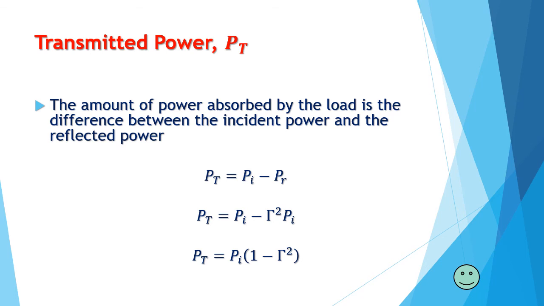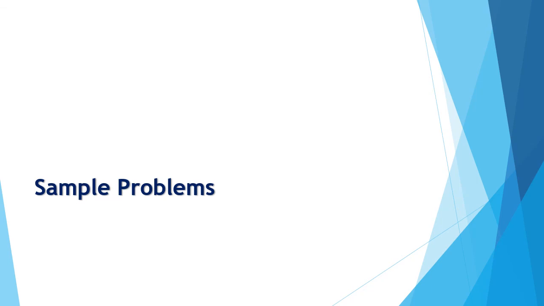Obviously, P sub T is our transmitted power, P sub I is our incident power, and P sub R is our reflected power. Next time, let's take a look at sample problems involving transmission line parameters.